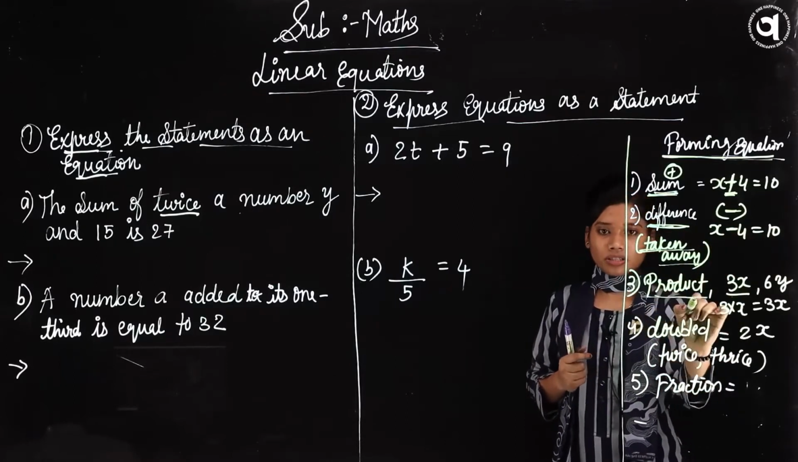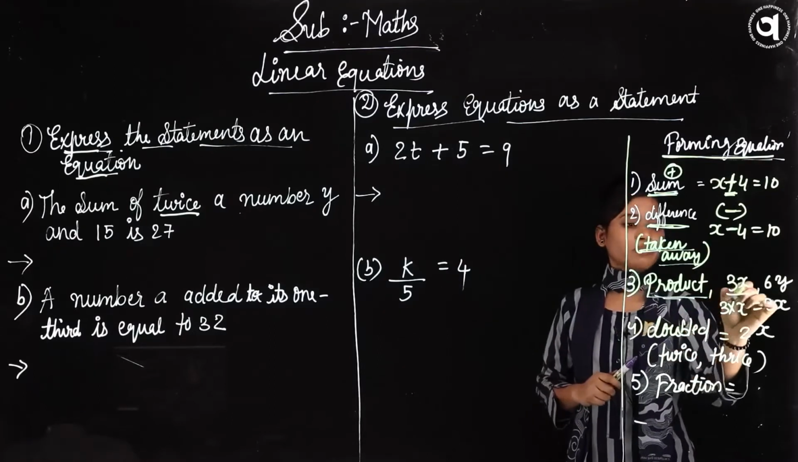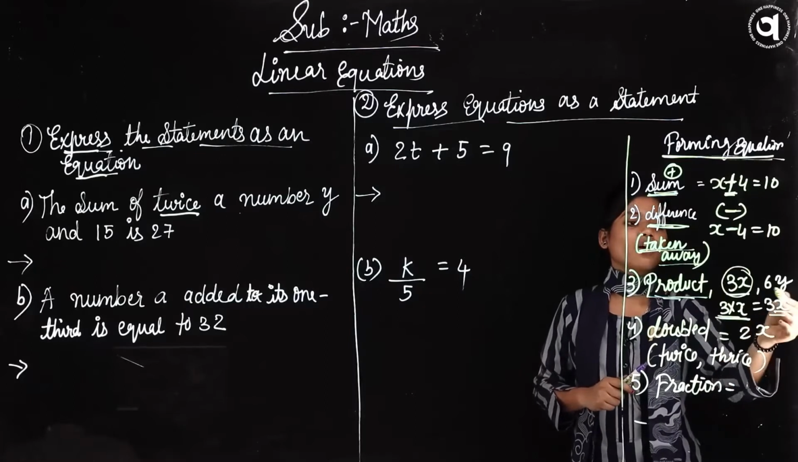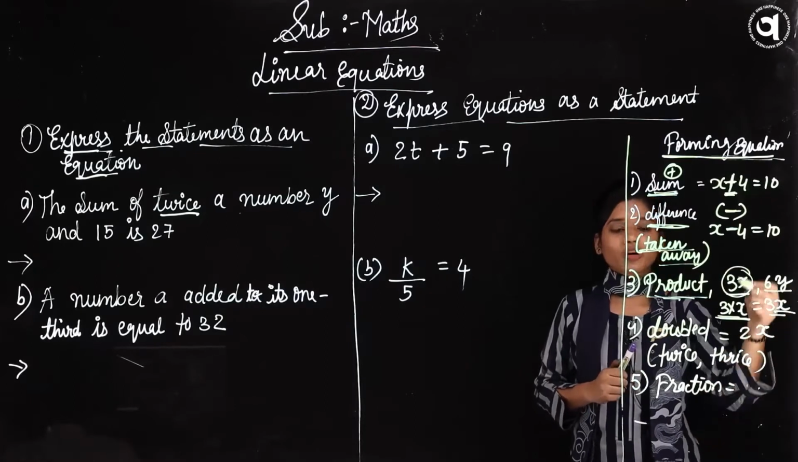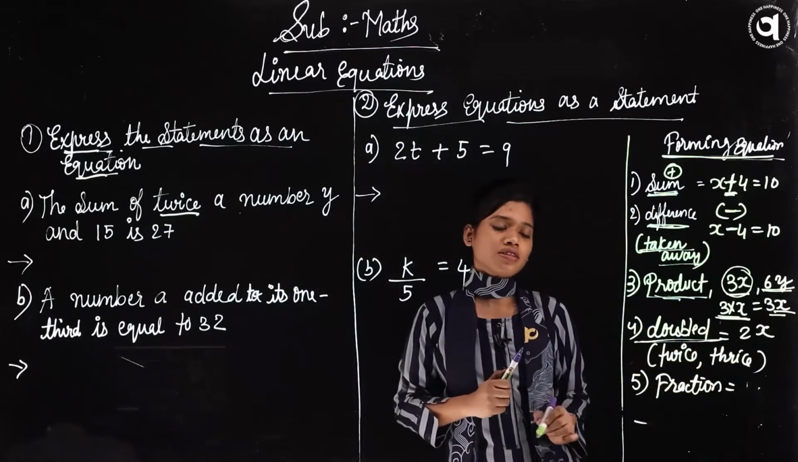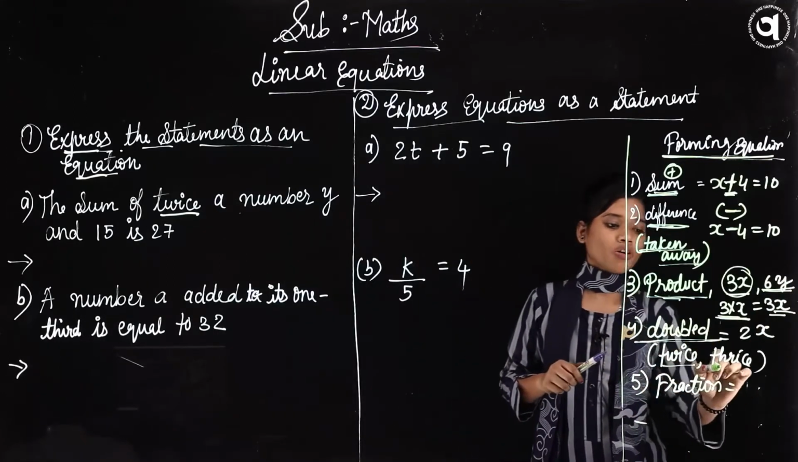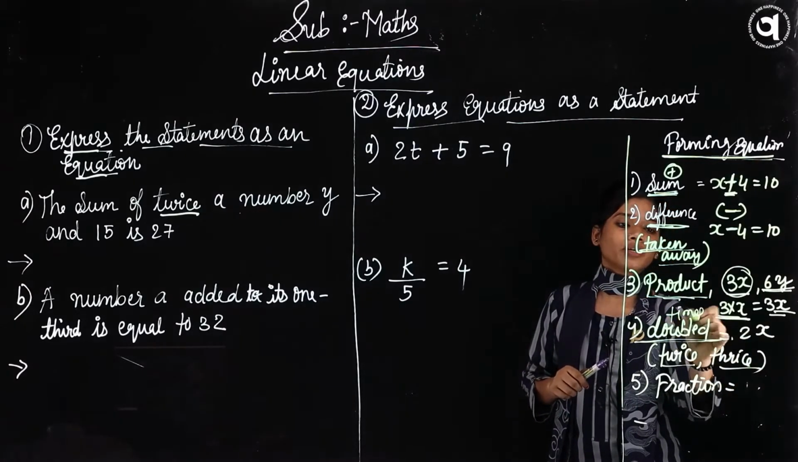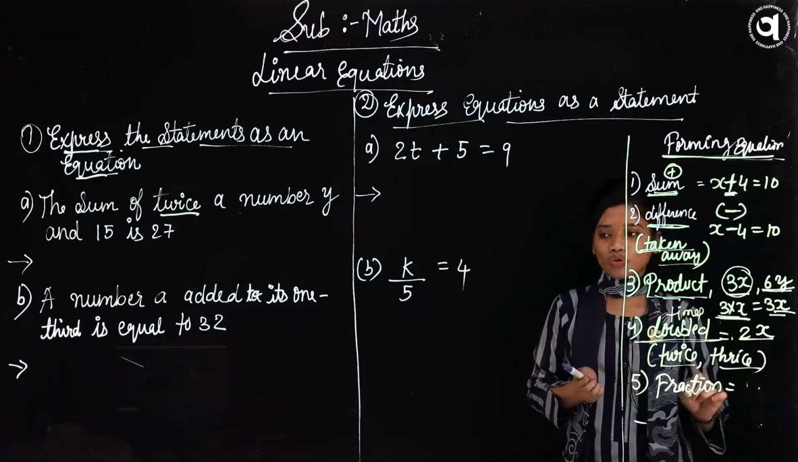Next is the product. The product may come in your question, that means multiplication, that is 3 multiplied by x, it gives 3x. The product of 6 and the number gives you 6y. Or some other words may come, maybe double, twice or thrice. Double means 2 times, or we can say times also comes. 2 times a number means 2 multiplied by x.